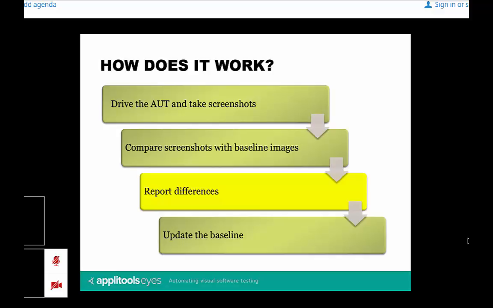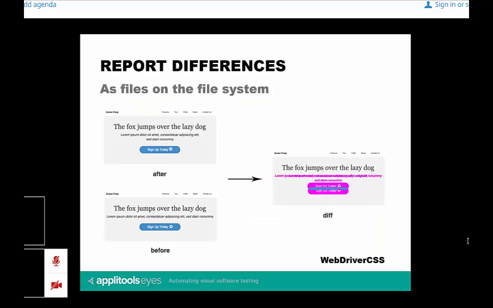Okay, so the third step has to do with the reporting. Let's see what different tools allow us to do that. Many tools, the majority of them, just give you image files on the file system, like we saw with WebDriver CSS. I ran the test, I got images on the file system. You have the baseline, which is the before in this case, and the current image, which is the after, and the diff image, which shows you the differences.